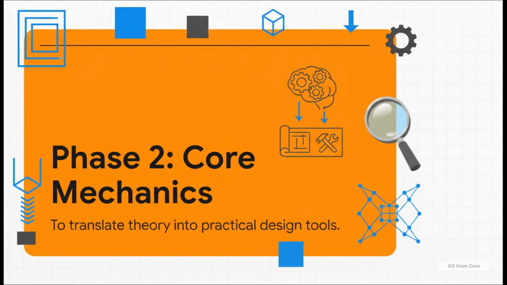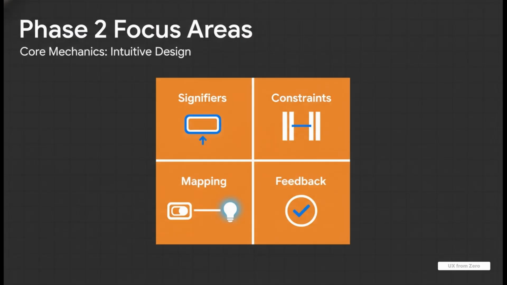All right, so you've unlearned the bad habits, you've learned the solid theory, now what do you do with it? That brings us to phase 2. This is where the rubber meets the road. We take all that abstract knowledge and turn it into a concrete toolkit you can use every single day. And these are your new superpowers, your core interaction mechanics: signifiers that scream "click me," constraints that gently guide users away from mistakes, mapping that makes controls feel intuitive, and feedback that tells the user, yep, it worked. Mastering these is how you turn theory into reality.